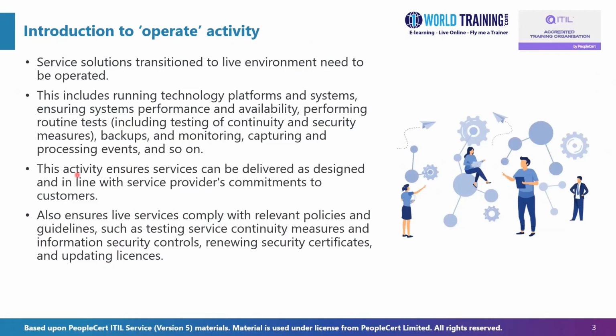We will also see afterwards that there are also reports and dashboards created from an operations perspective so that it is clearly known whether operations are running smoothly or not, and certain actions can be taken based on that. So this means that operate enables services to be delivered as designed in line with service providers' commitments to customers. So this is where the smoothness of operations is established. And the live services need to comply with relevant policies and guidelines. For example, testing continuity measures and information security controls, renewing security certificates that are about to expire, and updating licenses as well.